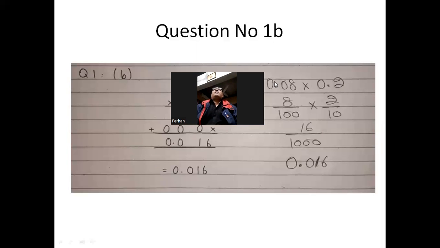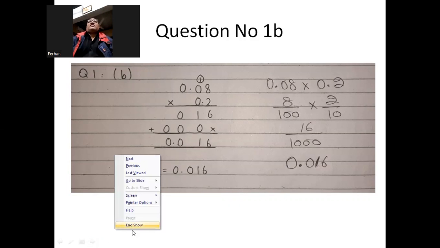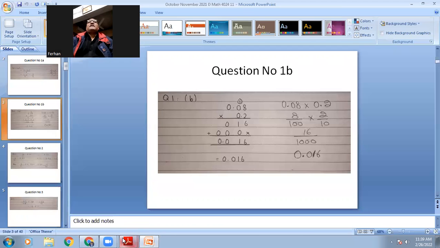Okay, so here we go. So these are the two techniques. Either you can use this method, or you can use this method. Normally I go with this method. So 8 by 100 multiplied by 2 by 10 gives 16 by 1000. So from the right side, move 3 steps to the left and put the decimal. So the final answer will be 0.016. Hopefully you understand. So let's move to the next part.